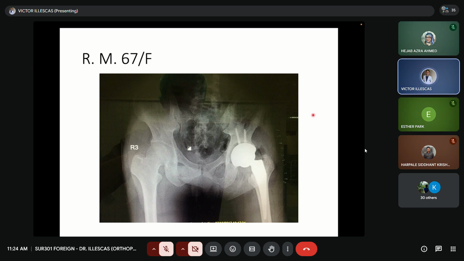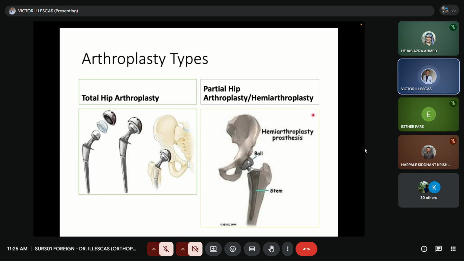You first look at the patient, categorize the type of arthritis the patient has, and provide the management based on the signs and symptoms. If the patient is able to tolerate the activities of daily living with conservative measures, then you can first advise the patient for conservative management. But if the patient is not able to do activities of daily living, then you need to consider surgical management. Okay? There are different arthroplasty types.